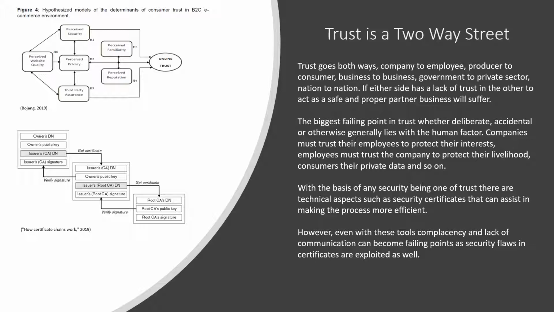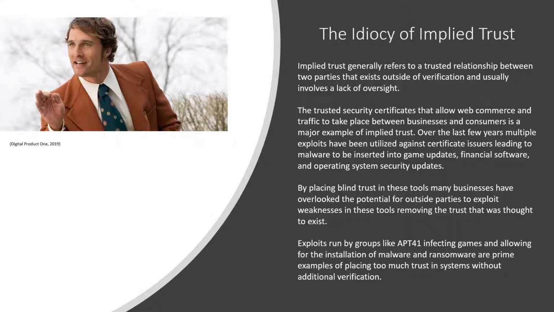With the basis of any security being one of trust, there are technical aspects, such as security certificates, that can assist in making the process more efficient. However, even with these tools, complacency and lack of communication can become failing points as security flaws in certificates are exploited as well. The idiocy of implied trust. Implied trust generally refers to a trusted relationship between two parties that exists outside of verification and usually involves a lack of oversight. I trust you because you are IBM. I trust you because you are Microsoft, without actually going into detail or verifying that we are in fact talking to them at this point.